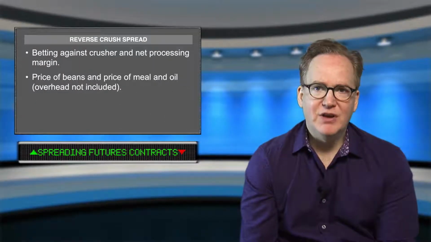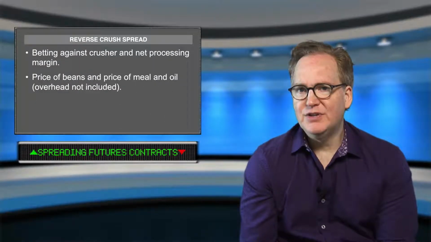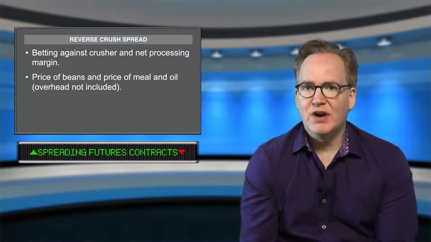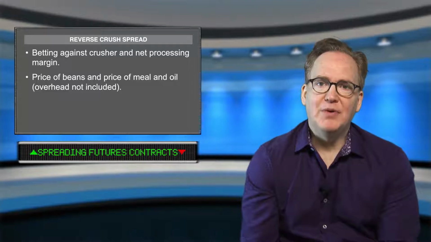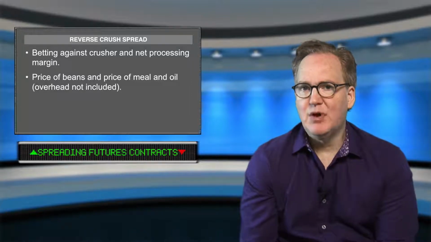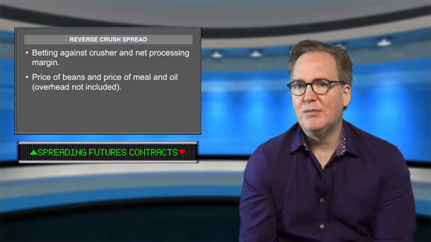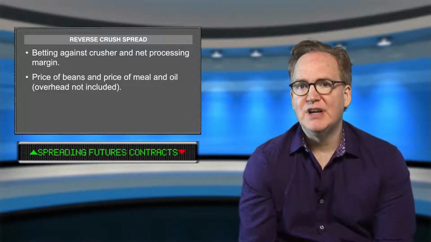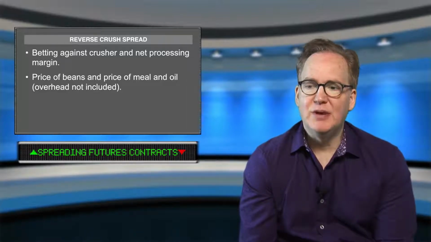So be aware of the crush spread and the reverse crush spread, when it's used, why it's used. Be aware that the crusher is operating on the net processing margin, which is the difference between the raw commodity and the sale price of the refined products, which is that soybean meal and soybean oil.